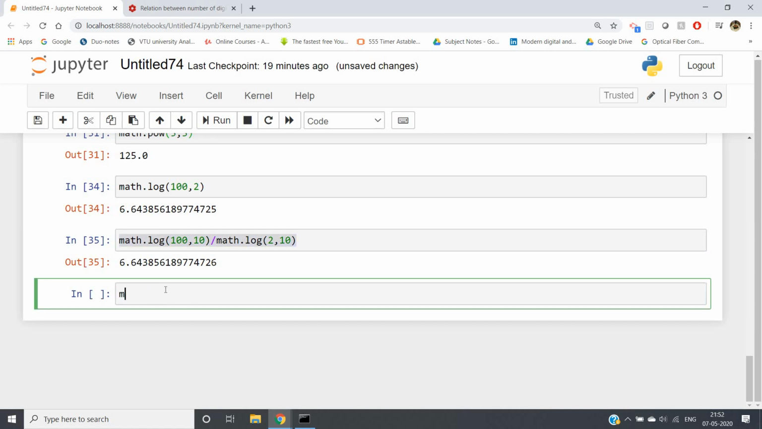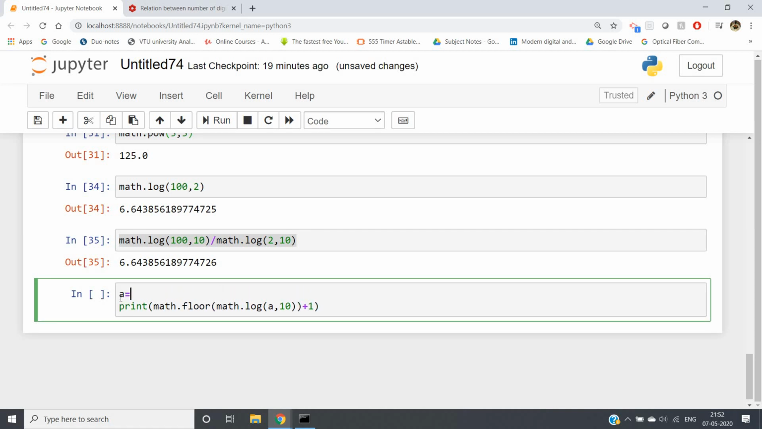Just remember this, you have to write like this: math.floor of math.log(a, 10), that is base 10, and then plus 1. Okay, let me write here a print statement. I'll be explaining what I am doing. Just give me 1 minute to complete the code. Int input, enter a number.